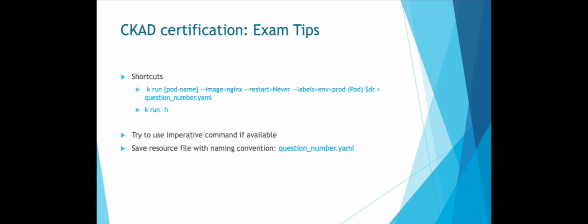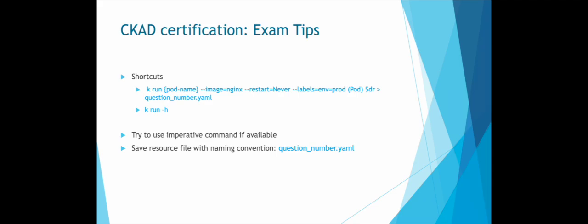So why is this useful? Instead of going to the docs, you have to switch to Firefox, find the document, search the command, and it will take time, right? So better to try to find it in the help command before going to the documentation. So try to use imperative commands if available, like to create the batch job, to run, and to create the deployment. Everything you can do from imperative commands. So try to use that.